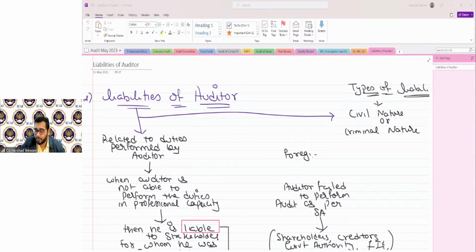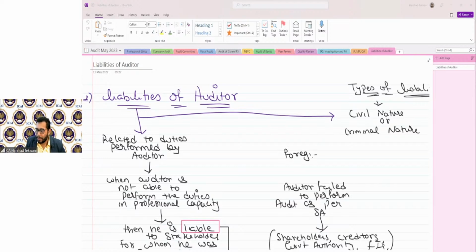Now we do have a great responsibility because we do have great powers. With great powers there is great responsibility. If there is a breach of that responsibility, or if you do not adhere or comply with the responsibilities, then in that case you will become liable as an auditor. At that point in time your liability will arise.